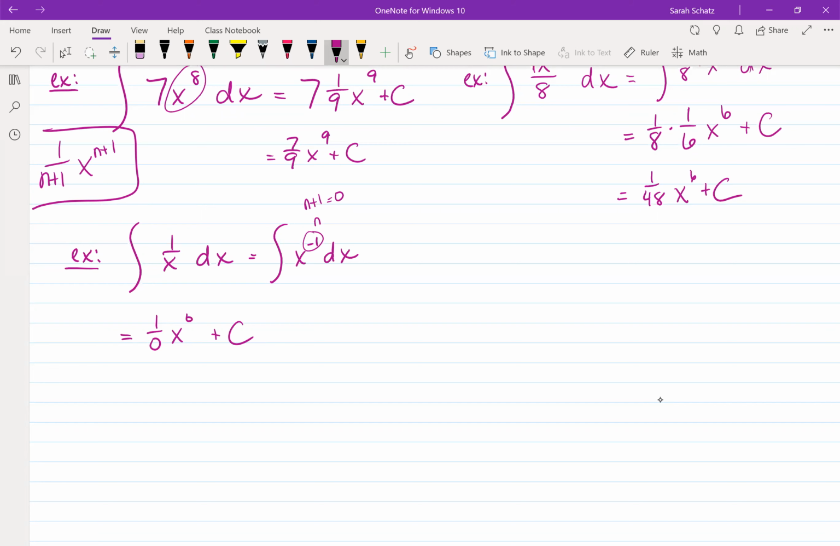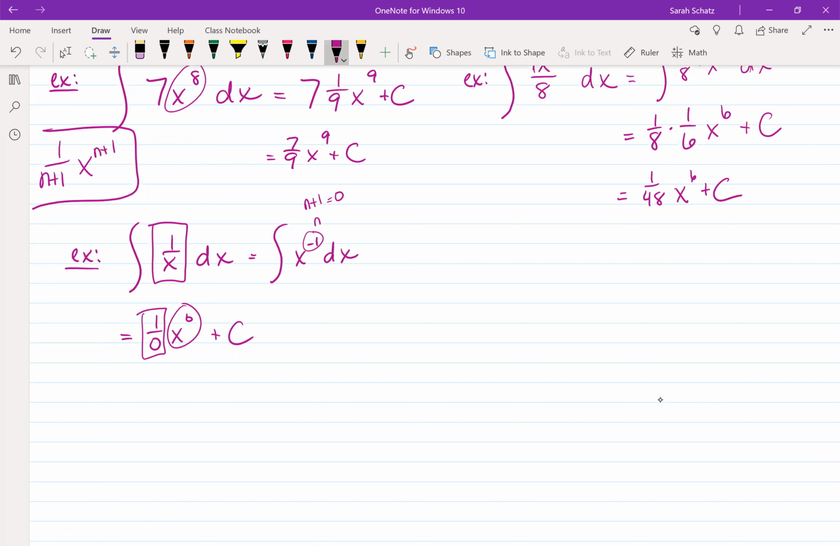And you guys, there's a problem here. x to the 0 is just 1. But 1 over 0 is not a thing the last time I checked, and it will never be a thing. So this is a problem. It looks like the power rule has broken down on us when x is raised to the -1 power, or in other words, when we have 1 over x.